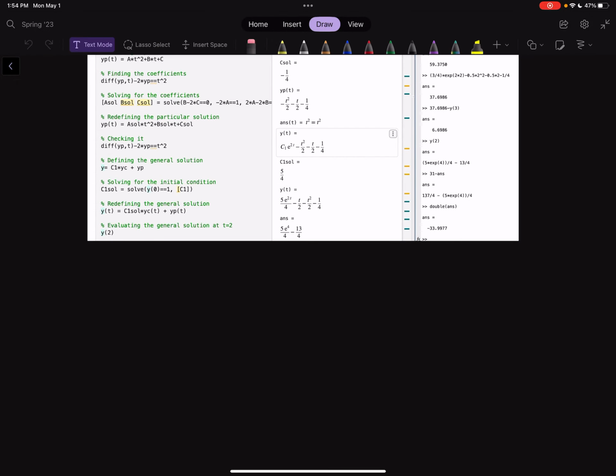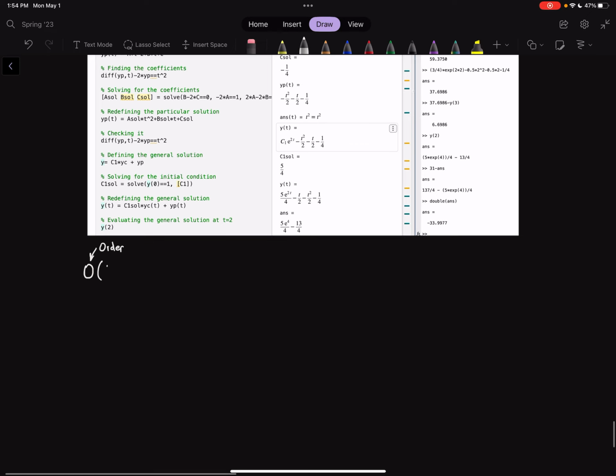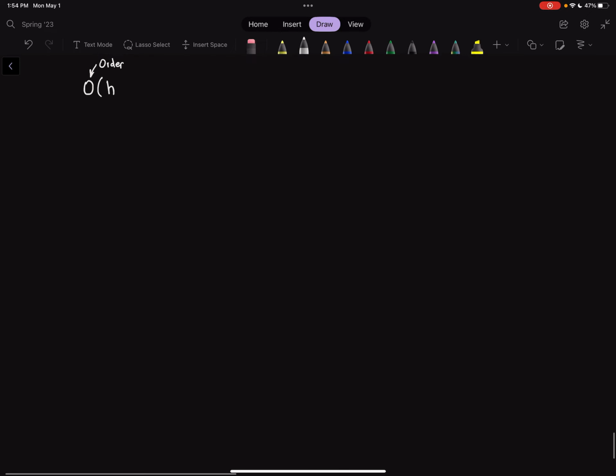I need to talk to you about the error function. So let's say that this is my order function. I don't know why they call it order function, but let's say this is h to the n power, and h is my step. This is for Euler's. Then c times h to the n, with h less than 1, is the upper bound for the error.